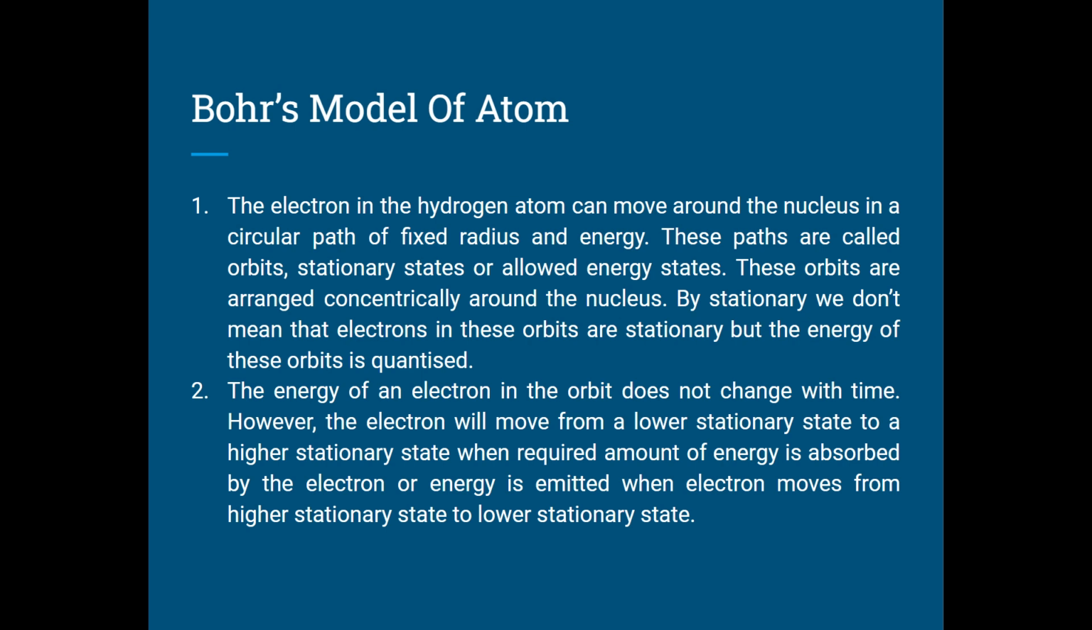Now, why are they called stationary energy levels? This statement is from Pradeep's: by the word stationary, we don't mean that the electrons are stationary in these orbits. Electrons are always moving around the nucleus, but the word stationary here means that the energy of these energy levels is quantized. Electron can't move around the nucleus in any orbit. There is a fixed value of energy which will make it suitable for the electron to move around the nucleus.